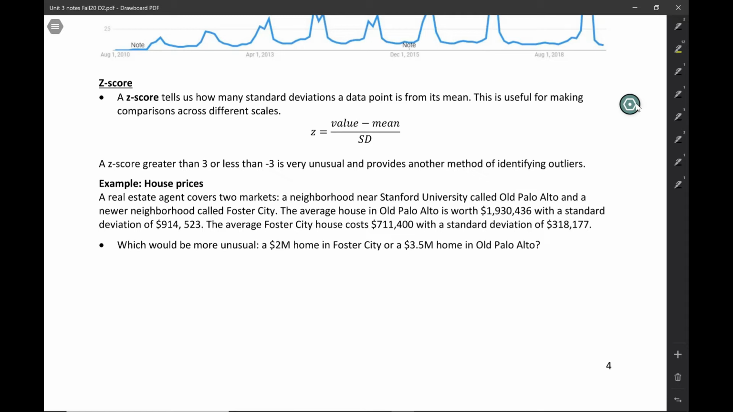So you can see the formula is given there. It's just the value minus the mean divided by the standard deviation. In general, if a z-score is greater than 3 or smaller than -3, then we say that that's a very unusual point. And that could actually be another method of identifying outliers. So we have another one that's based on IQR. This one is based on standard deviation.